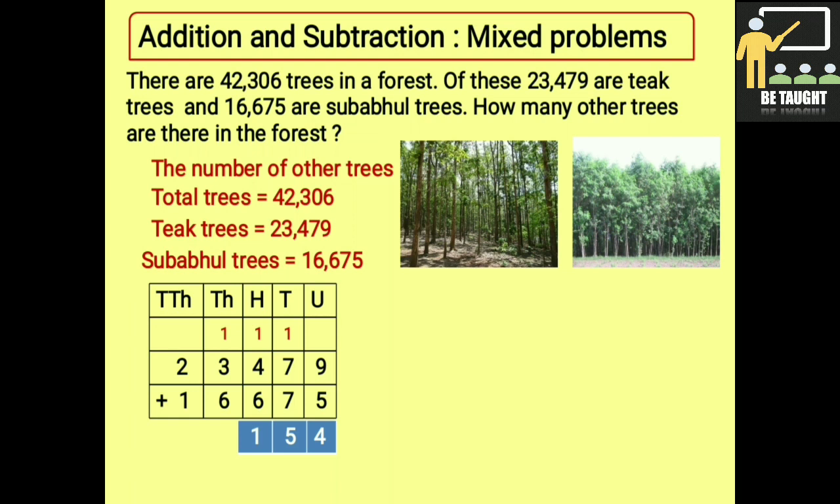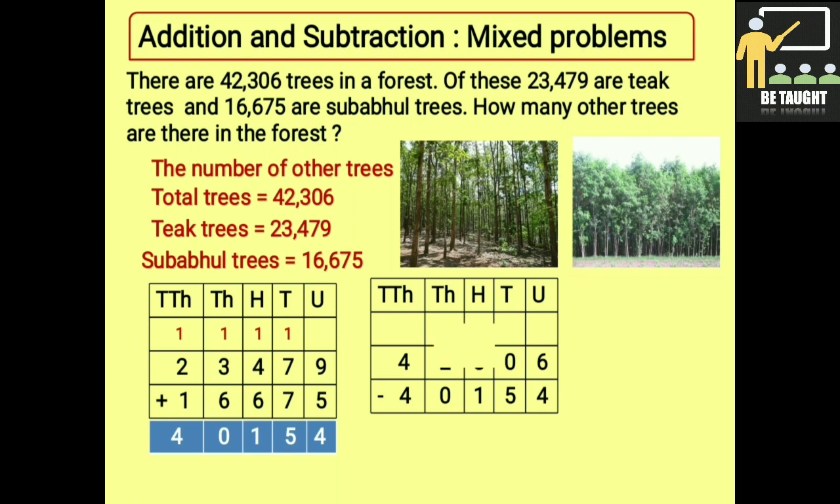3 plus 6 is equal to 9 plus 1 which is carried over gives us 10. So we write 0 in the thousands place and 1 carry over in the 10,000s place. 2 plus 1 is equal to 3 plus 1 which is carried over gives us 4. So we get the answer 40,154. What will we do next? Yes, we will subtract this sum from the total number of trees.